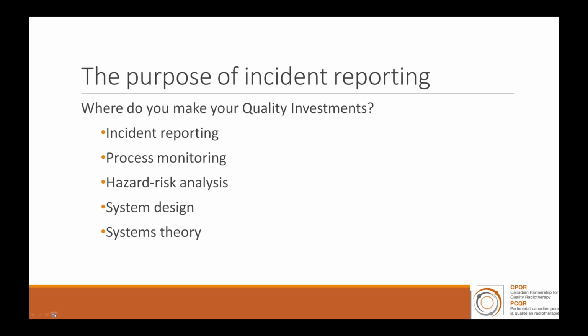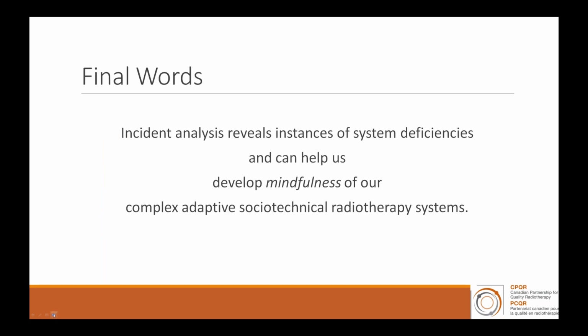And we have to think about how much resources we want to put forward to incident reporting, and whether we should be making investments in ideas like process monitoring or hazard risk analysis and system design and the utilization of systems theory. So as you are working within your own quality committees and trying to improve quality in your program, please think about things outside the realm of incident reporting, and these will add to the quality and safety of your program.